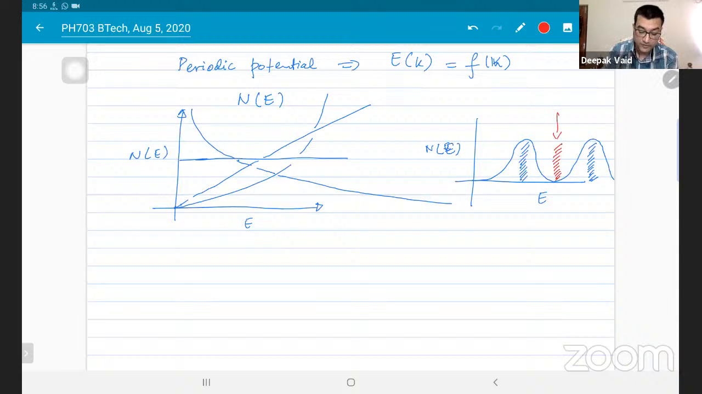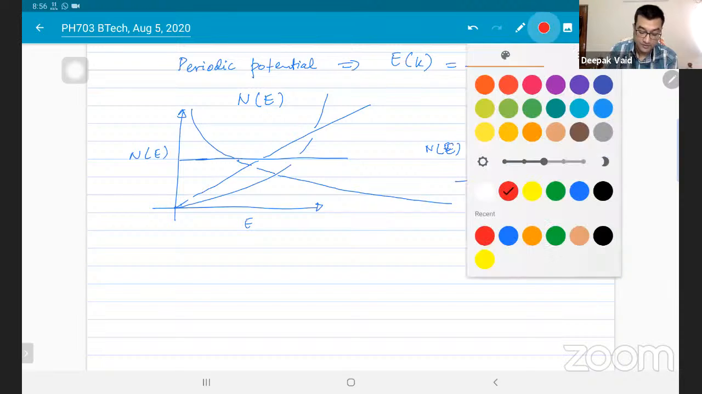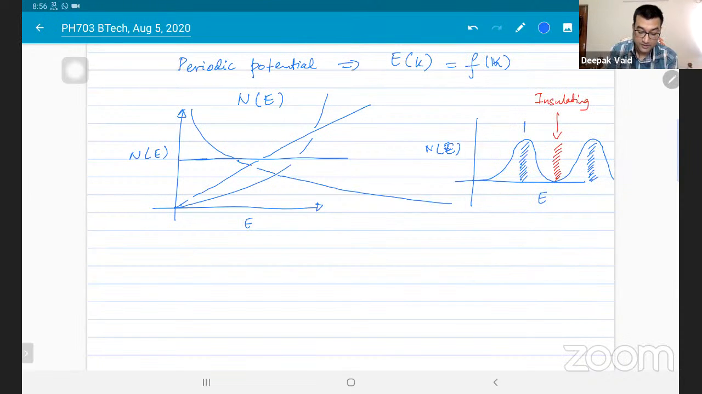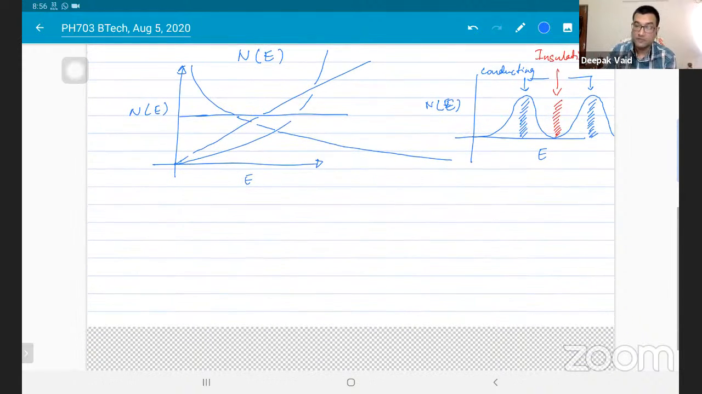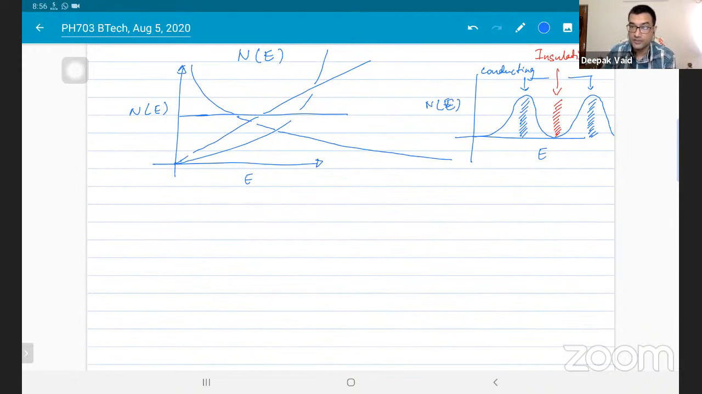So for example, this would be insulating, and this would be conducting. Okay, so this is one of the first places where you run into this concept, in one of the simplest cases, in the 2D potential one.